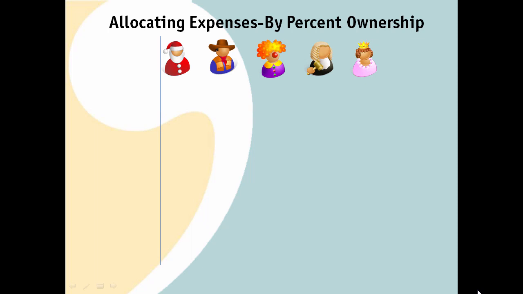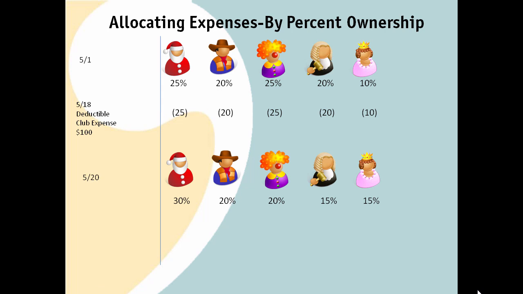Here's an example. Suppose on May 1st, these were the percentages each of these club members owned. On May 18th, the club had a deductible expense of $100. It would be allocated to everyone like this. Now suppose on May 20th, some of the members' ownership percentages changed. That might happen if, for example, member payments for some of them but not others got recorded.